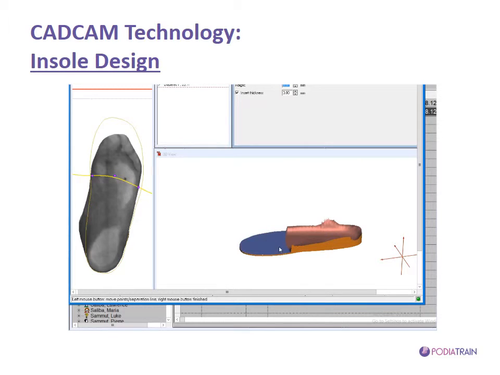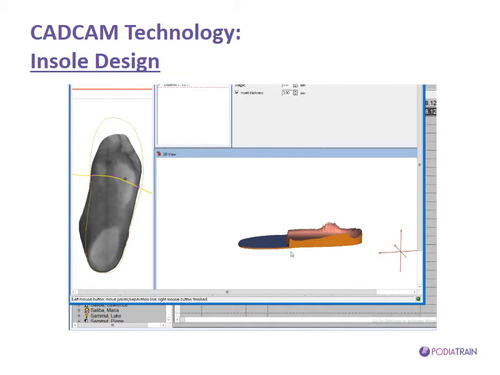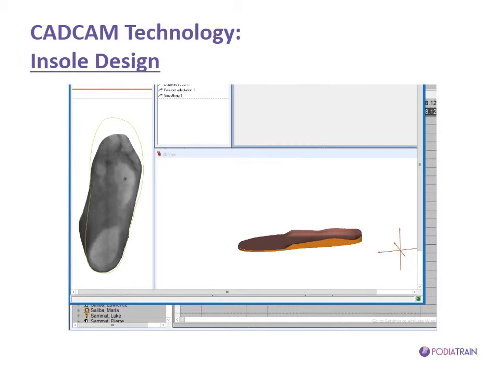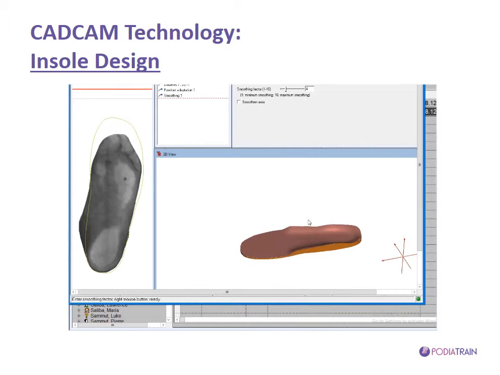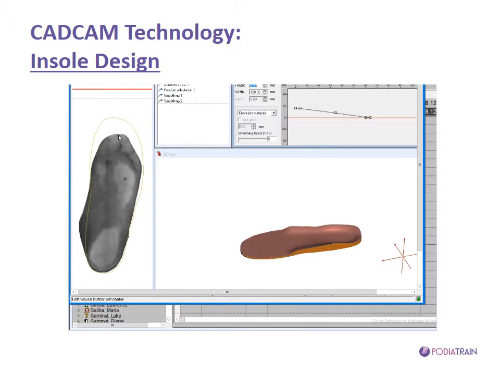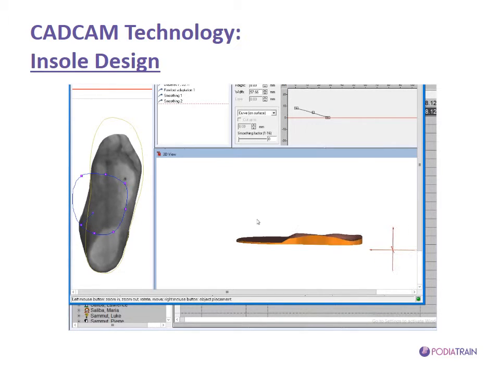And following that, again we will do the forefoot extension, 3.5 millimeter. In this case, as you can see now, the process will be much easier than the other one, and it will take me just a few minutes to design the appropriate insole for this patient. Again, a medial longitudinal arch support.